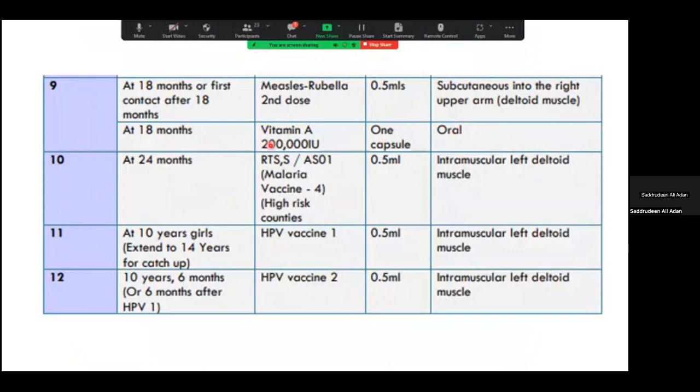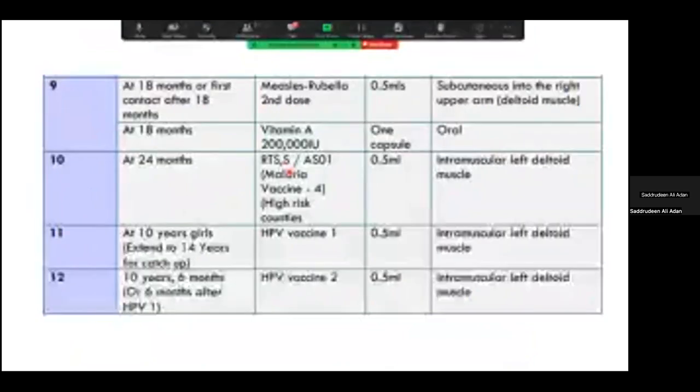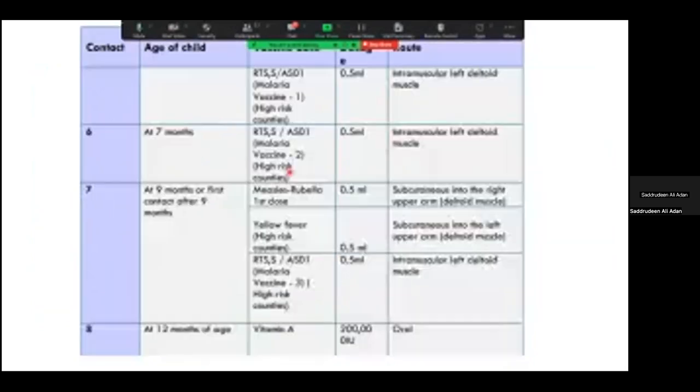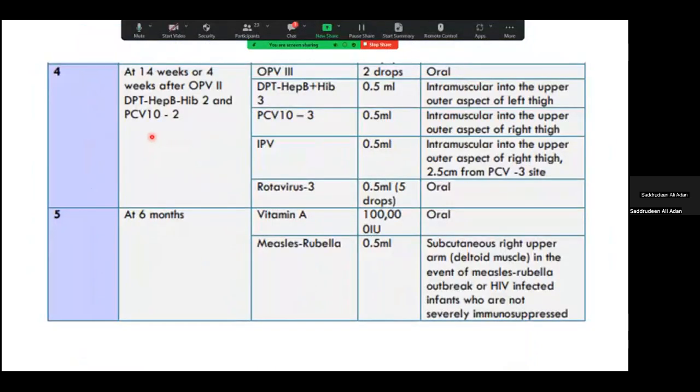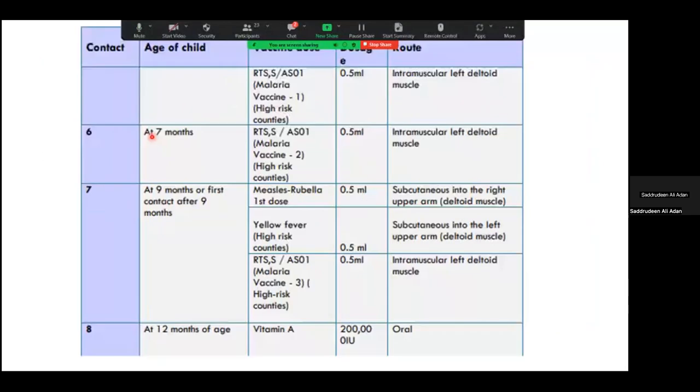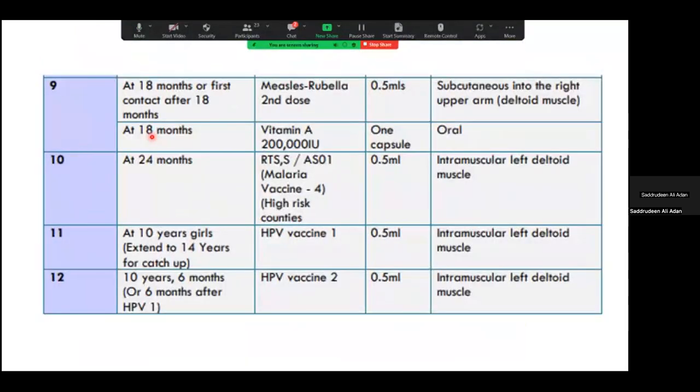So remember, malaria is at 6 months, 7 months, 9 months, and at 2 years. So HPV, give all 10-year-old girls. Then the second, 6 months after the first dose. I think I made it easy for you. You can go through it later.